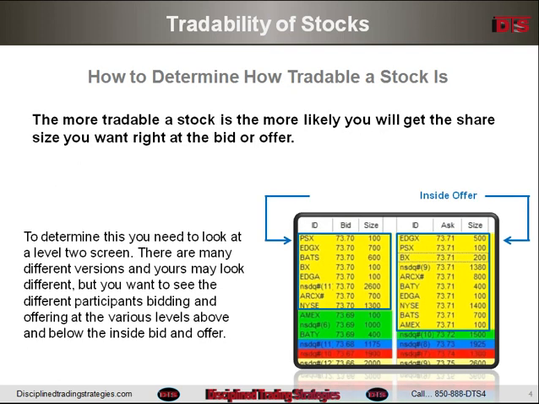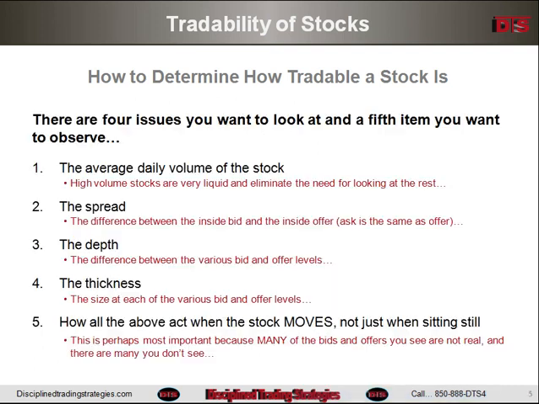The more tradable a stock is, the more likely you will get the share size you want right at the bid or the offer. To determine this, you need to look at the level 2 screen. There are many different versions and yours may look different, but you want to see the different participants bidding and offering at various levels above and below the inside bid and offer. There are 4 issues you want to look at and a 5th item you want to observe.